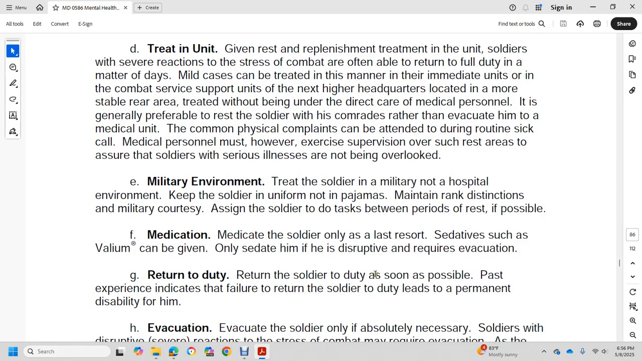Return to duty. Return the soldier to duty as soon as possible. Past experience indicates that failure to return the soldier to duty leads to permanent disability for him.